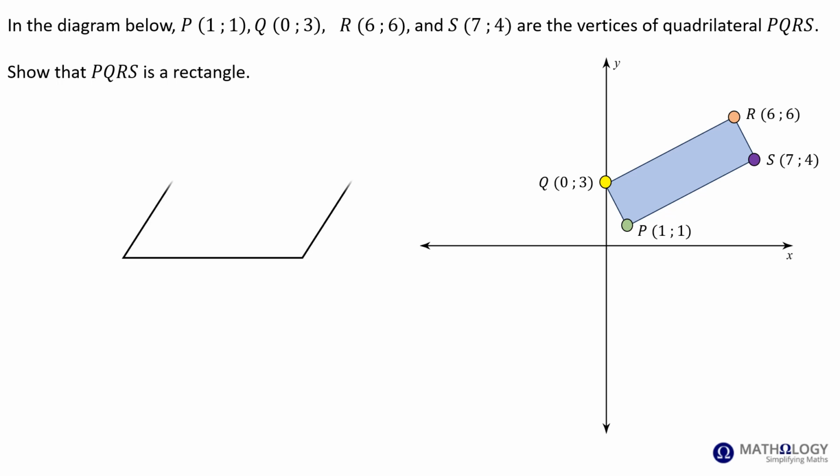A rectangle is a parallelogram with interior angles equal to 90 degrees. In other words, we will first show that PQRS is a parallelogram, and then go one step further to show that it is also a rectangle.